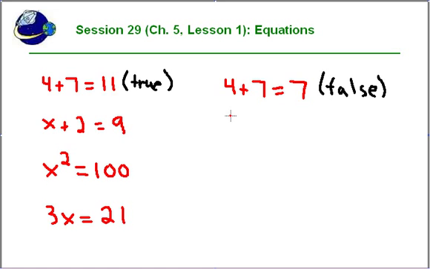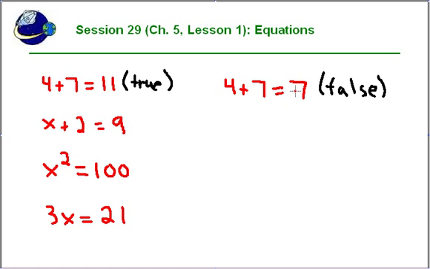It's also possible to have a false equation. 4 plus 7 equals 7. Well, if we take a look at the left side of the equation, the area that's left of the equal sign, 4 plus 7 is 11. Does 11 equal 7? No. So what we have here is a false equation.